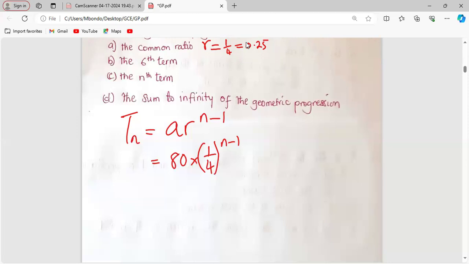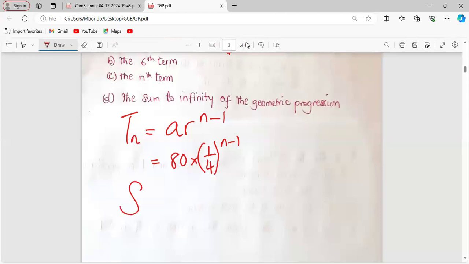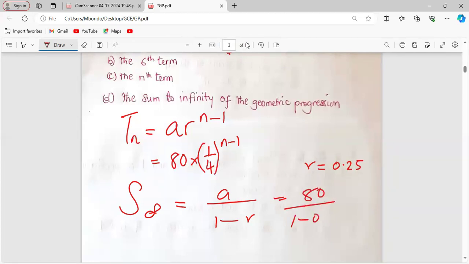Yes, sir. Then we have the sum to infinity. The formula is A, the first term, over 1 minus R. R here you can use 0.25, it's more convenient. A is 80 over 1 minus 0.25.